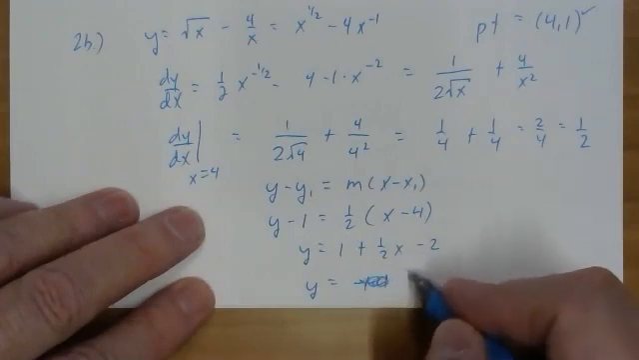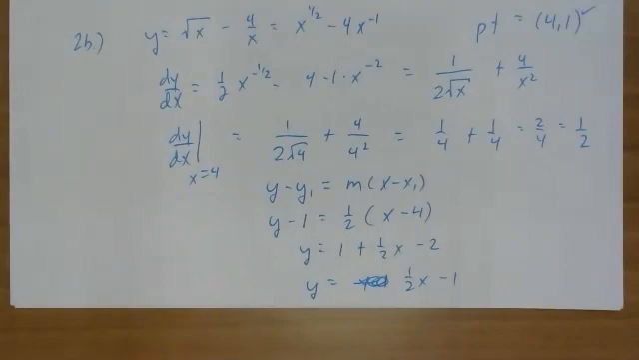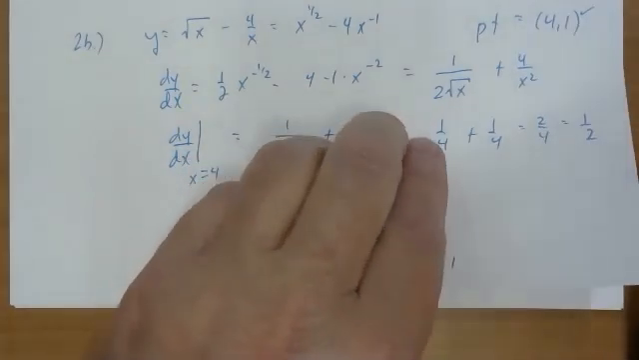Oh, let's do the 1/2 x. 1/2 x minus 1. So this is the way they like to write it. So 2b, 1/2 x minus 1. And there's one more of these where they're asking you to find the equation of the tangent line.